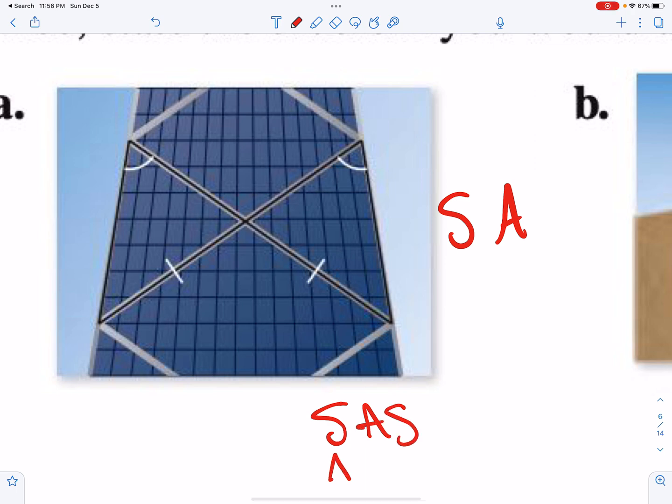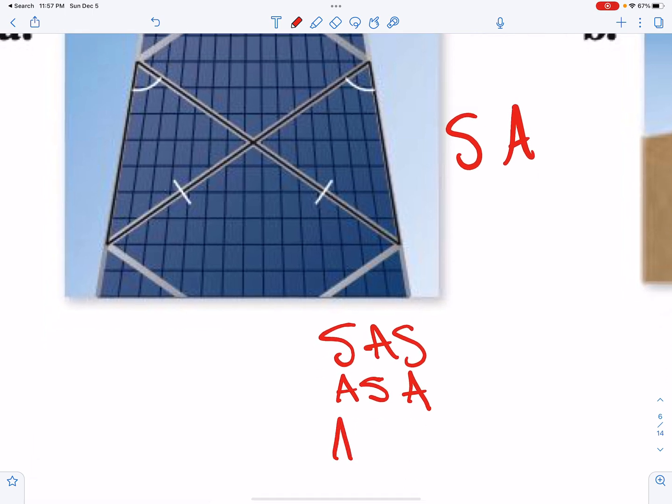I have angle, side, angle. And I have angle, angle, side. Now, we don't know these are right triangles, so I can't really use hypotenuse, leg, and I obviously don't have side, side, side. So now what we need to do is eliminate our options.